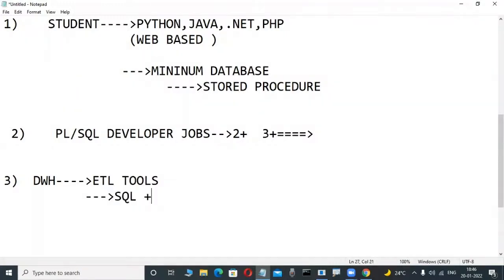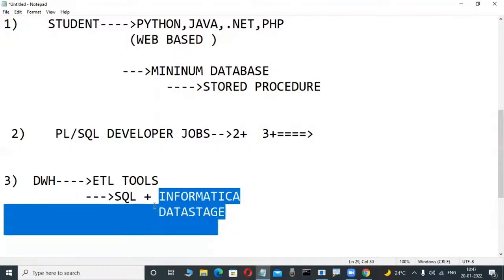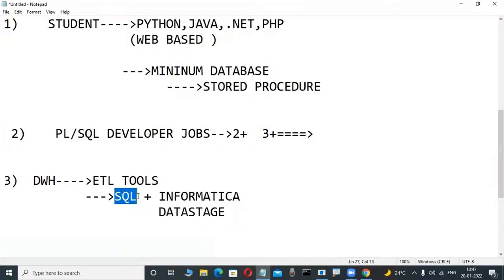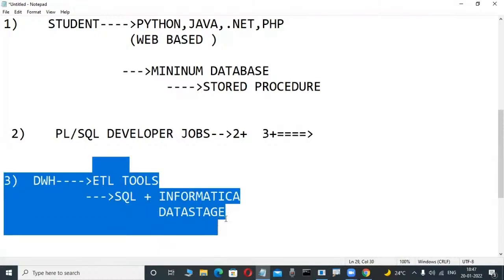Having that idea, they learn the tools in institutes also. Informatica is a very popular tool. Again, there is the ETL tool DataStage, which is also popular. Talend is another tool. These ETL tools have a graphical user interface. They are learning them, and minimum SQL knowledge is required. That's why they learn these courses for these jobs also.